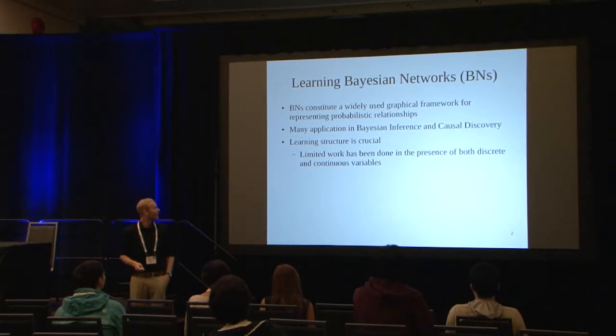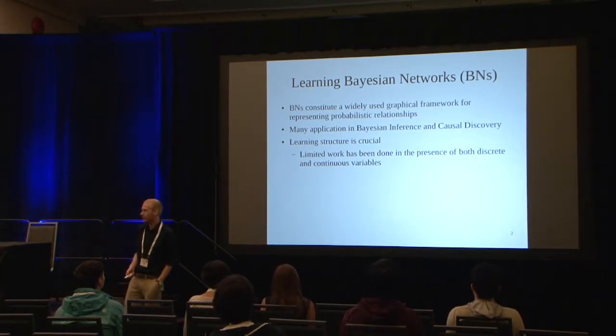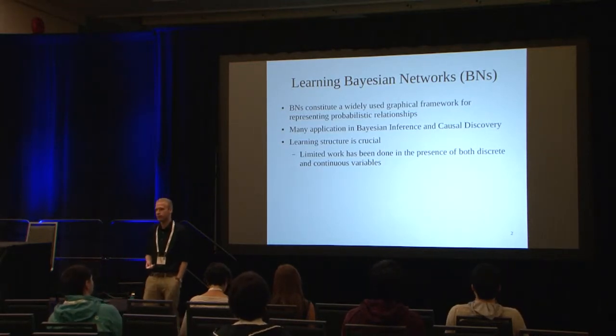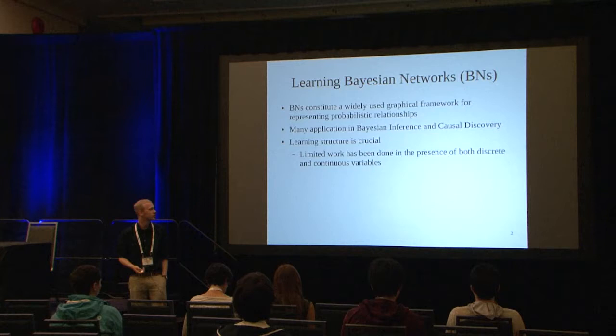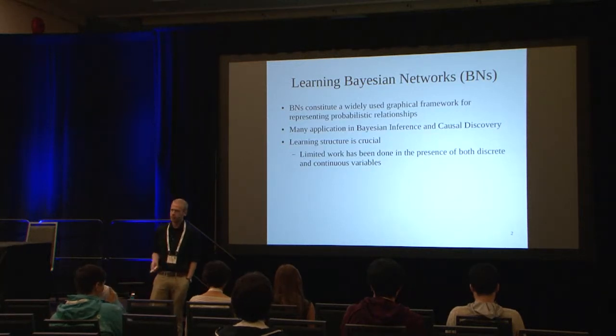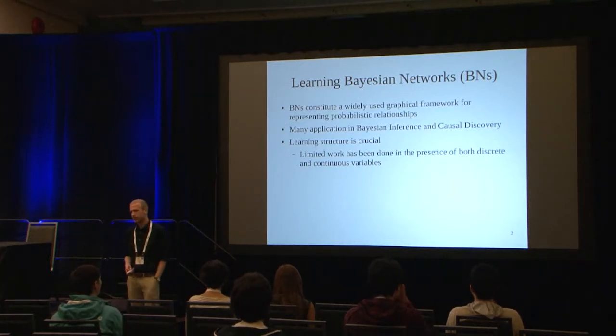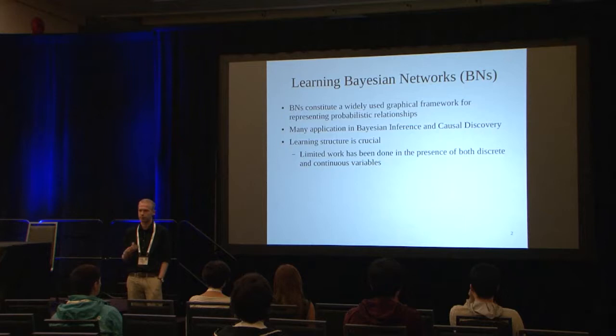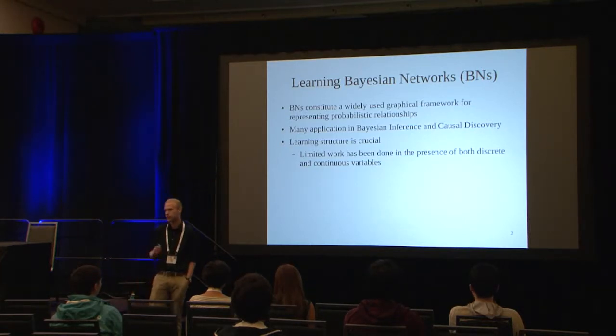Okay, so as many of you may know, Bayesian networks constitute a graphical framework for representing probabilistic relationships. And we're interested in learning these networks because, given a few assumptions, we can interpret their structures causally. That is, if we have a variable A and a variable B in a network and a directed edge from A to B, then we can say A causes B.